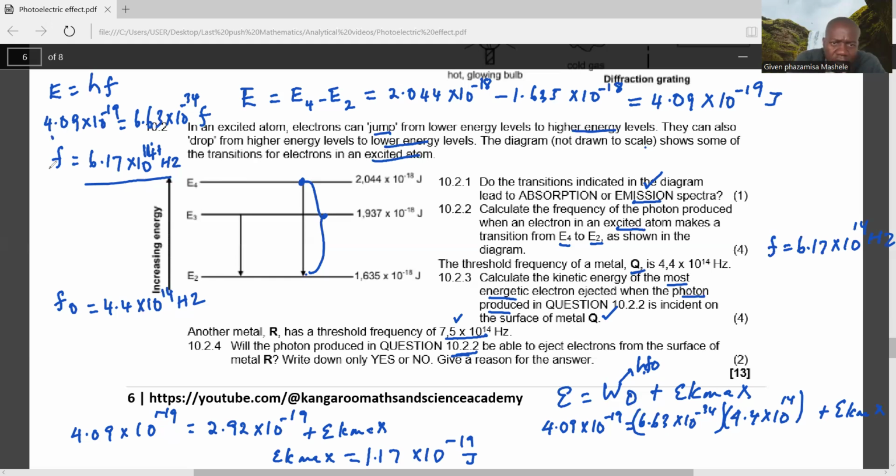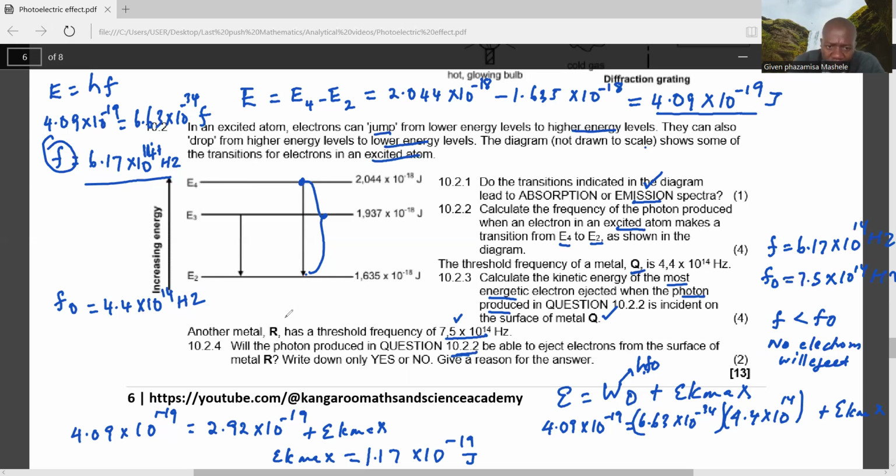This is the frequency of light. And what is the cutoff frequency of metal R? It's 7.5 times 10 to the power 14 hertz. You see that the frequency of light is below the cutoff, so it means no electrons will be ejected. Again, we can still compare using the energy of the photon and the work function. That's another way. We can compare the energy. What is the energy of the photon? 4.09 times 10 to the power negative 19.